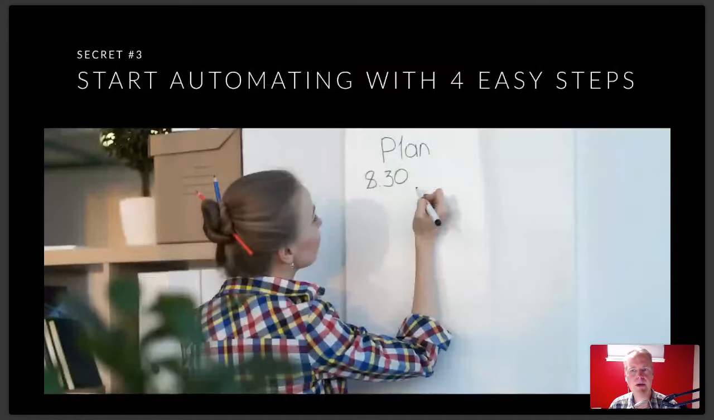And so I want to take you through how to start automating with 4 easy steps. And what we're going to do is I'm going to take you through the framework that I personally use when I'm figuring out what to automate and how I implemented most of the automations that I'm using right now.